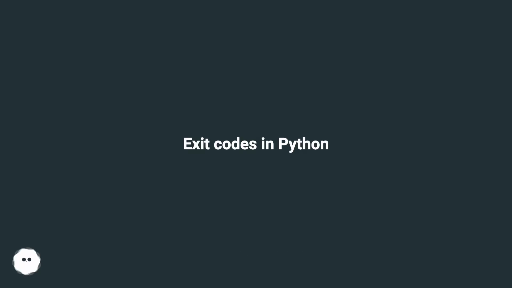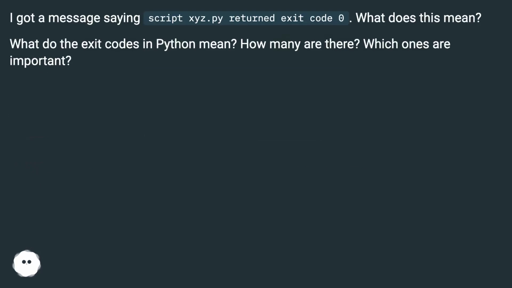Exit codes in Python. I got a message saying script xyz.py returned exit code 0. What does this mean? What do the exit codes in Python mean? How many are there? Which ones are important?